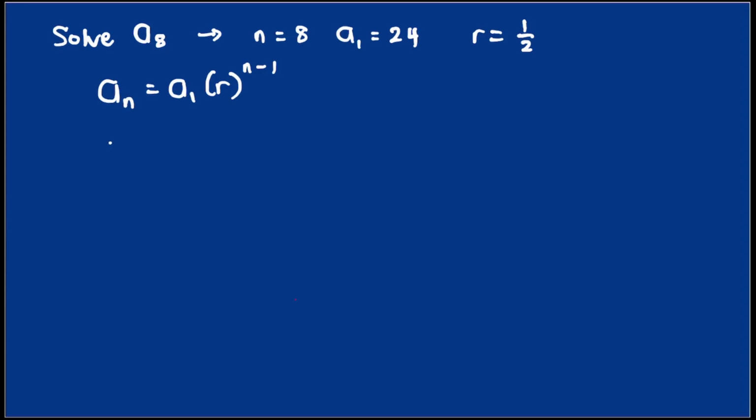So we have a and then n, substitute natin yan ng value na 8 equals a sub 1 natin. So you can see a sub 1 natin ay 24. So we will substitute it by 24, multiply it by r, which is 1 half, raised to n natin ay 8. So 8 minus 1.